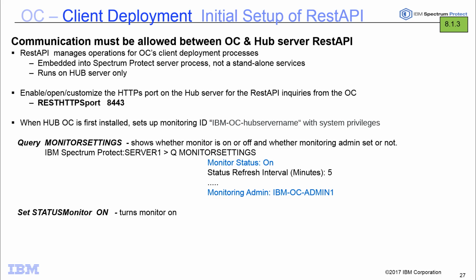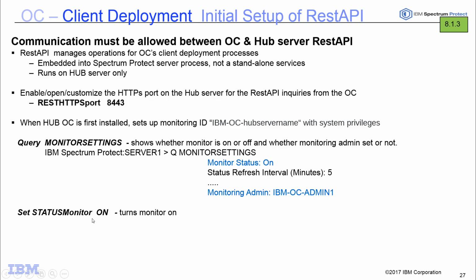When the hub Operations Center is first installed, it does set up a monitoring ID called IBM OC whatever the hub server name is. And it's this monitoring ID that's going to be working with the REST API. If you do a query monitoring settings, you can verify that the monitoring status is set on and the monitoring admin's name. And if for some reason that monitor had been turned off, you can do a set status monitor on to turn the monitor back on.